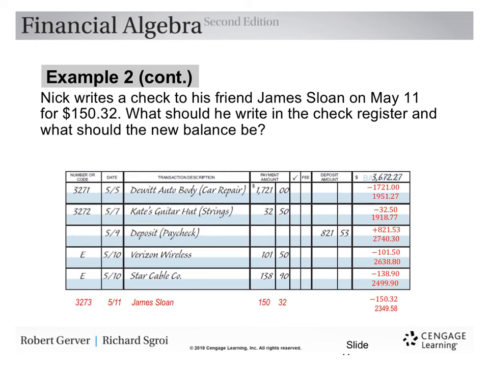All right, so on May 11th, we're going to put down here 5/11. He writes a check, and most likely it's the next number, so it's going to be 3273 for the check number. Description, it's going to be to James Sloan. The amount, it's a payment, so it goes in this column here, is $150.32. Again, since it's a payment, we're subtracting, and he has a new balance now of $2,349.58.